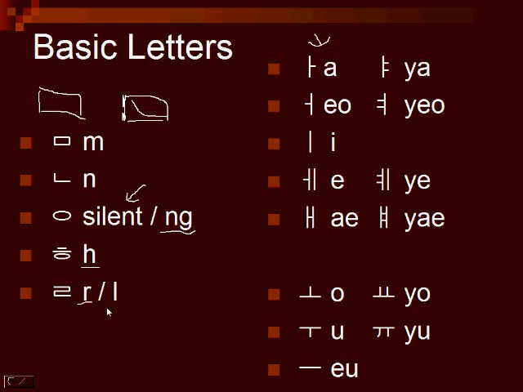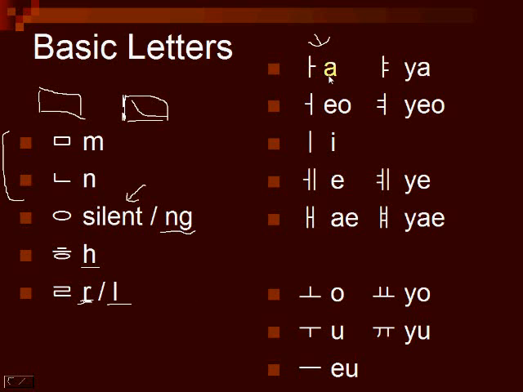Rieul is an R sound before vowels, or an L sound if it's ending a syllable, basically when consonants come into play. So before consonants, a light L, as in million. Before vowels, R.